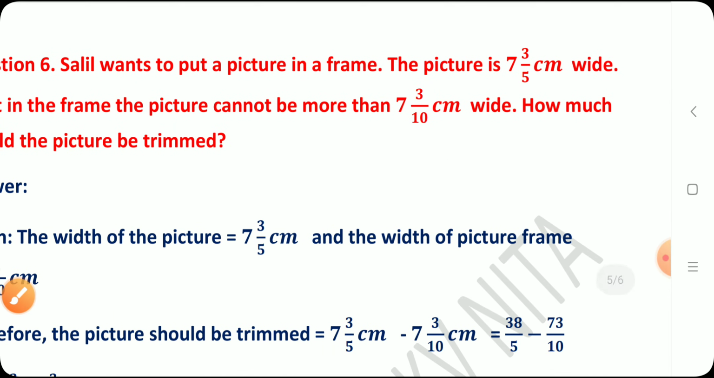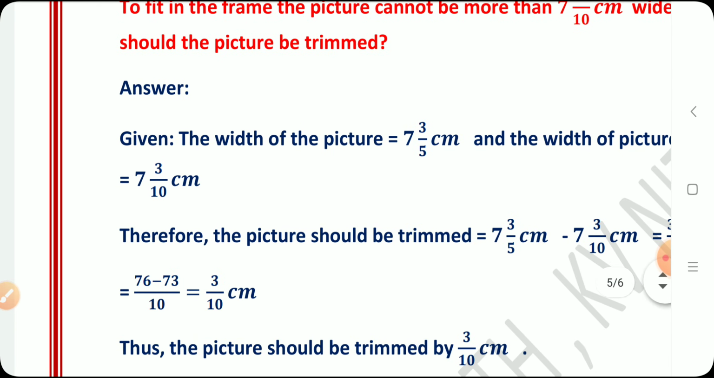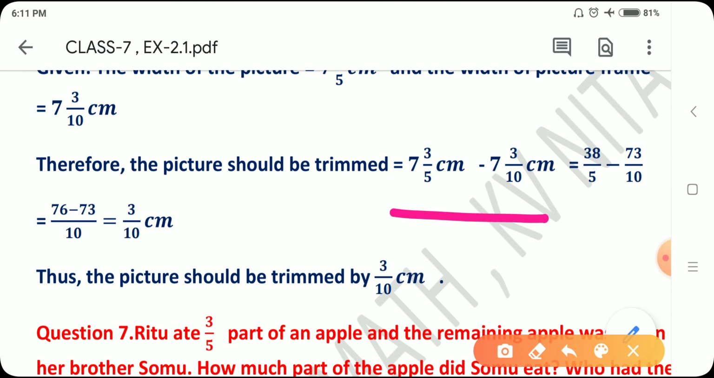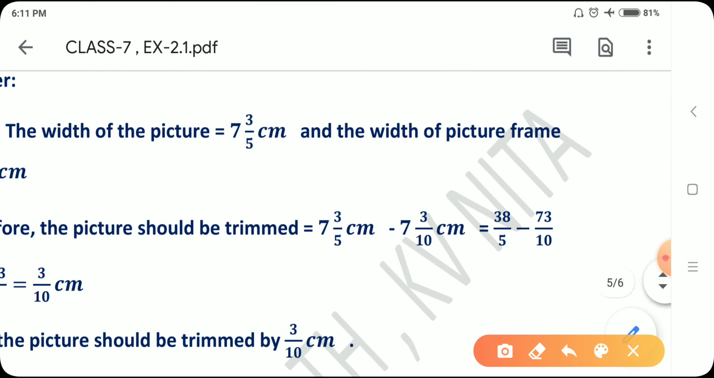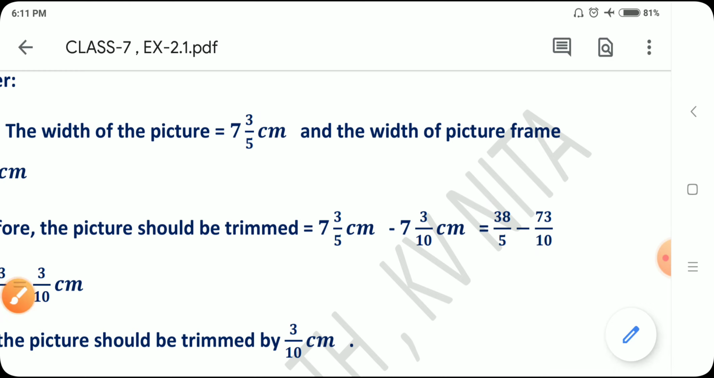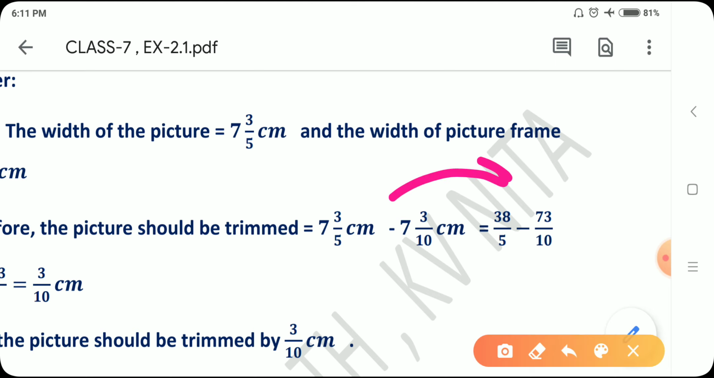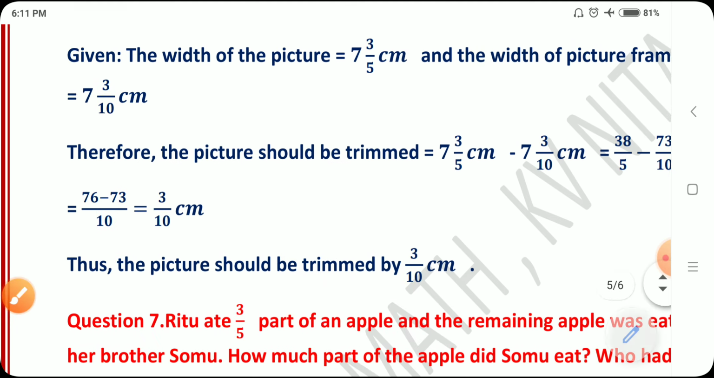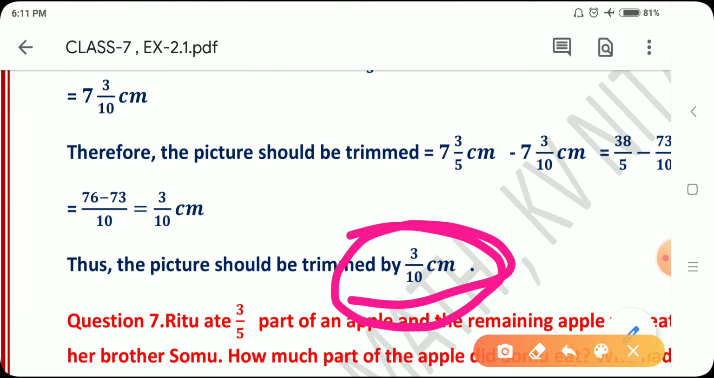When you subtract some portion of it. So you will have to subtract the portion from the picture. So you will write 3 by 5 minus 3 by 10. First of all, changing these into improper fractions, then taking the LCM of these two and solving, you will get that the picture should be trimmed 3 by 10 centimeter.